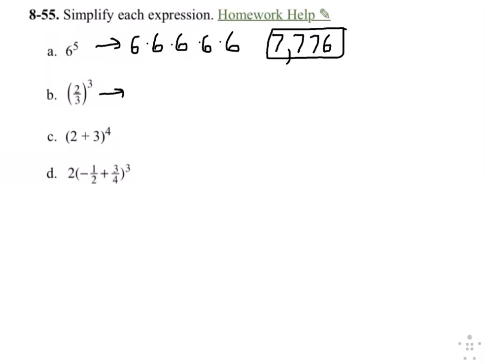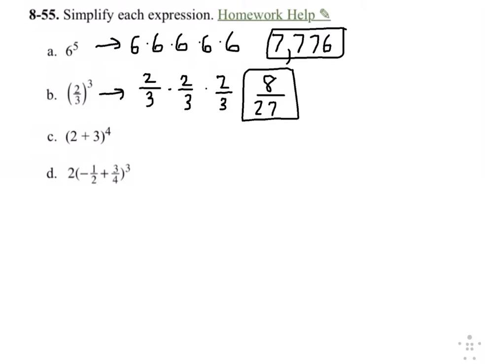For B, 2 to the third, remember what it means, or sorry, 2/3. It means we're taking 2/3 and multiplying it by itself 3 times, right? So 2 times 2 times 2 is 8, and 3 times 3 times 3 is 27, right? Another way to think of it is, that's 8/27, is 2 to the third over 3 to the third, which is 2 times 2 times 2 over 3 times 3 times 3. This is not simplified clearly, but it's equivalent.